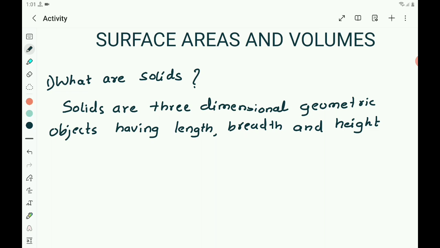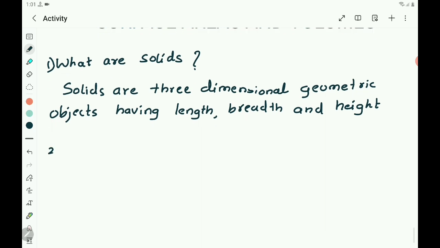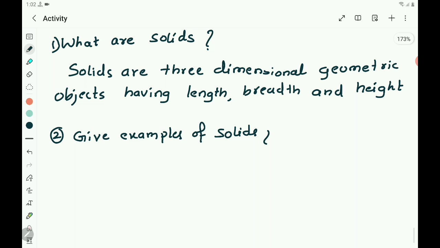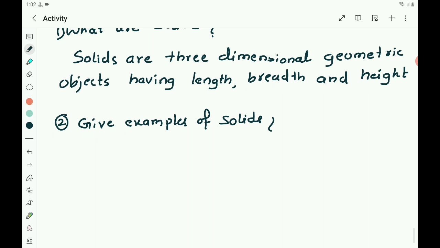Next, give examples of solids. Second question. Give examples of solids. So, what are the examples of solids? Cube, cuboid, cylinder, cone, sphere, hemisphere, etc. You can give lots of examples. Now let us give a few examples.